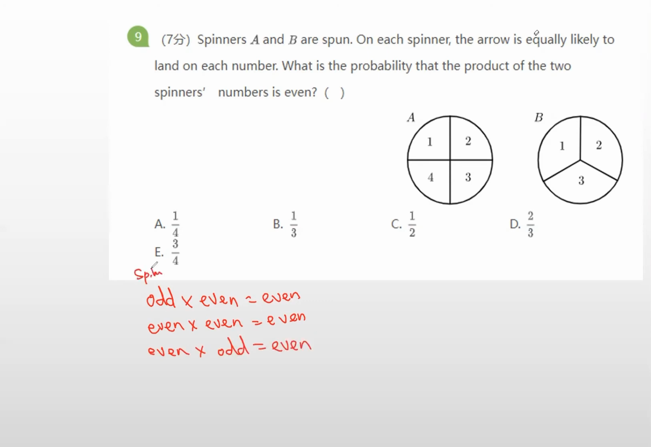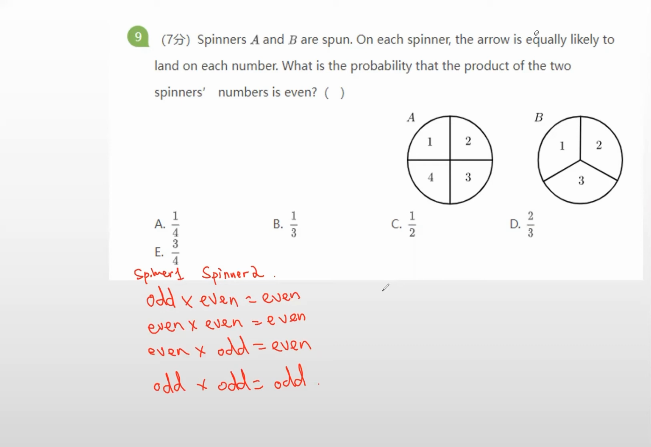So this is spinner 1, this is spinner 2. So they all give us even. That's the three cases. So what gives odd? Odd is just odd times odd. That's the only case, right? So that's the odd possibility, because we know the product of two numbers can only be odd or even. It cannot be anything else.